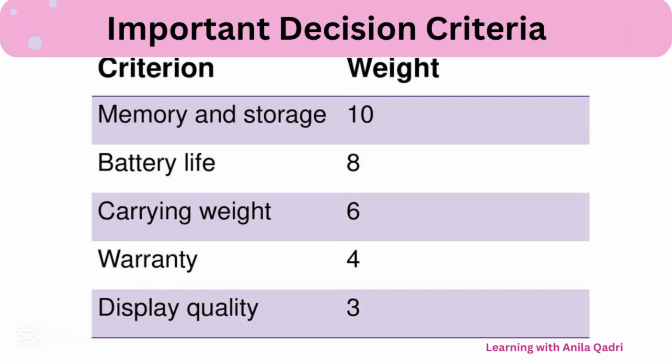For example, you can have a look. Criterion: memory and storage. We are going to weight memory and storage 10. Battery life will be weighted as 8. Carrying weight will be weighted as 6. Warranty will be given 4 marks and display quality will be at number 3.